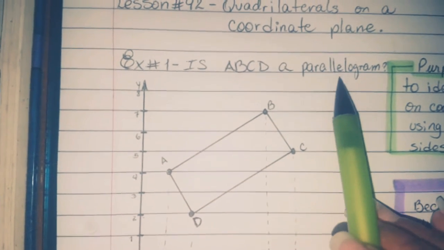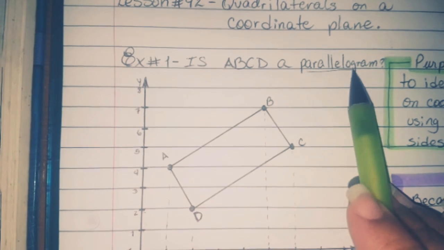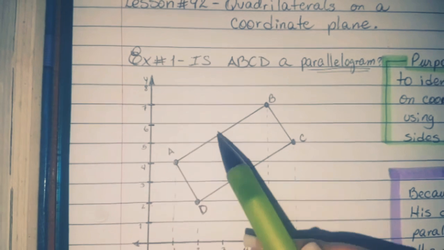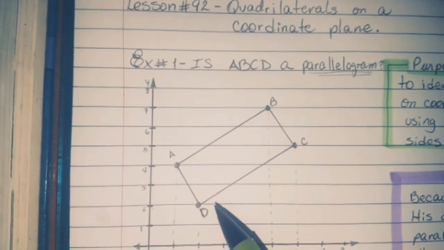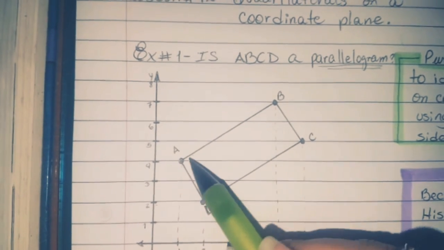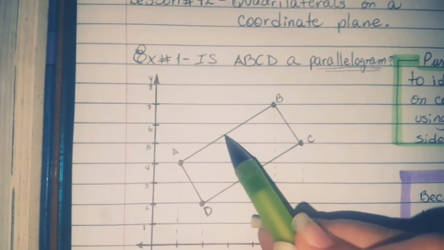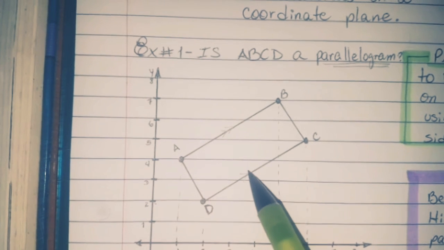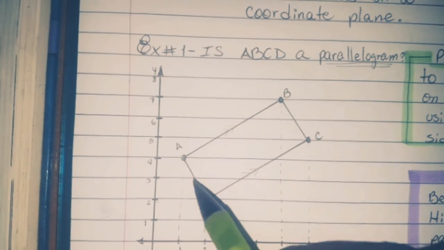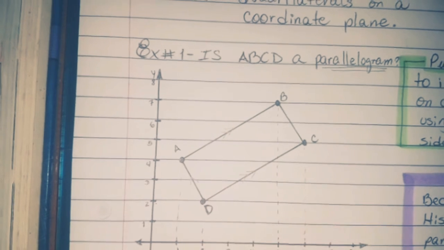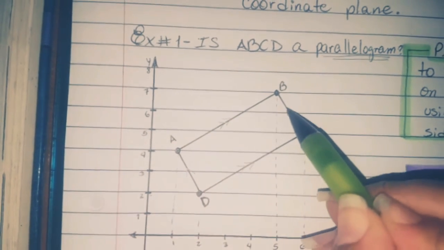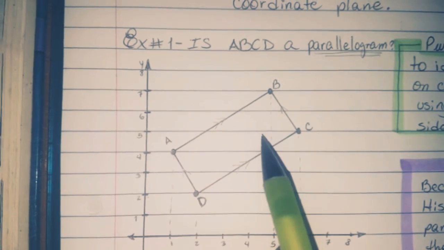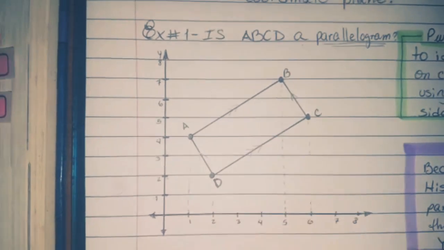For me to identify if it is or it isn't, I need to remember what a parallelogram is. It's a four-sided figure that has two pairs of parallel sides. So what we're trying to prove is that AB is parallel to DC and that AD is parallel to BC. If that's true, then this is a parallelogram.